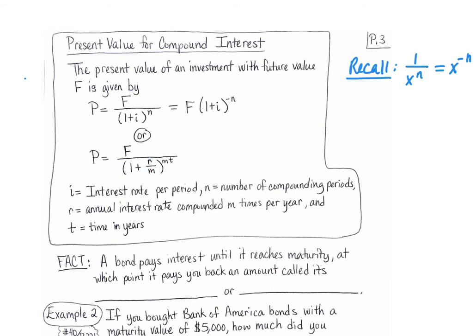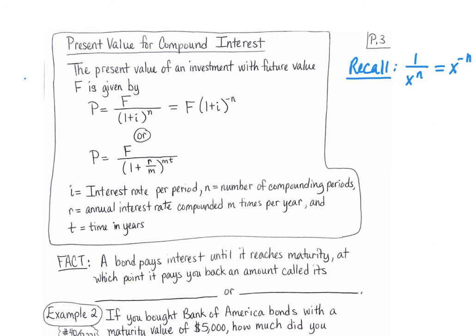Now notice that these really aren't new formulas. These are the formulas from pages 1 and 2, but it's just that we solved them for P. So I is your interest rate per period, N is the number of compounding periods, R is your annual interest rate compounded M times per year, and T is your time in years.